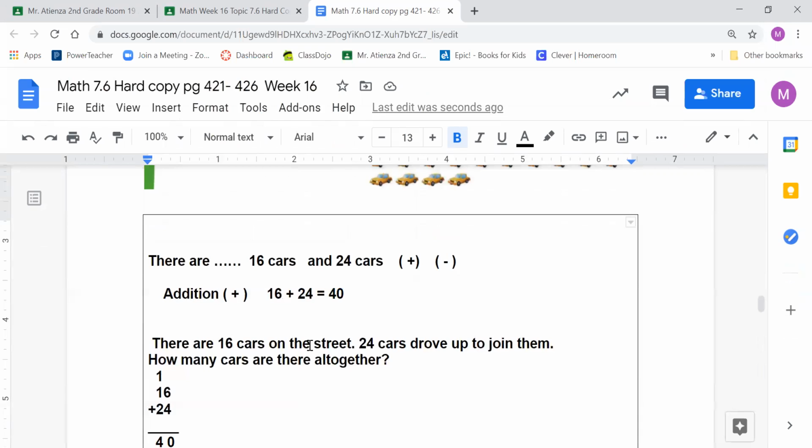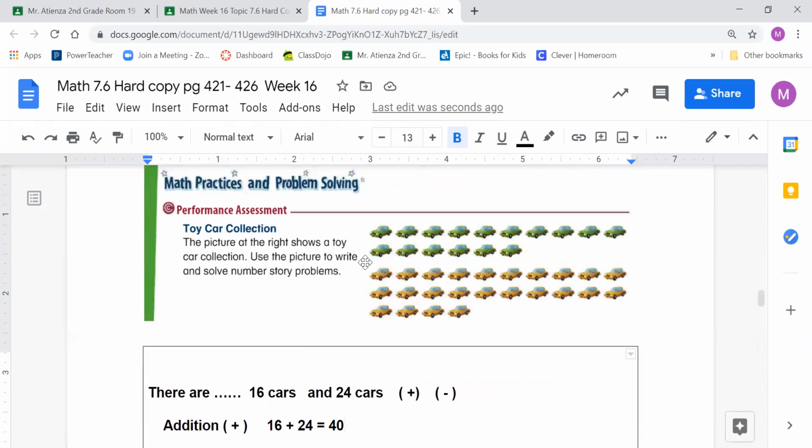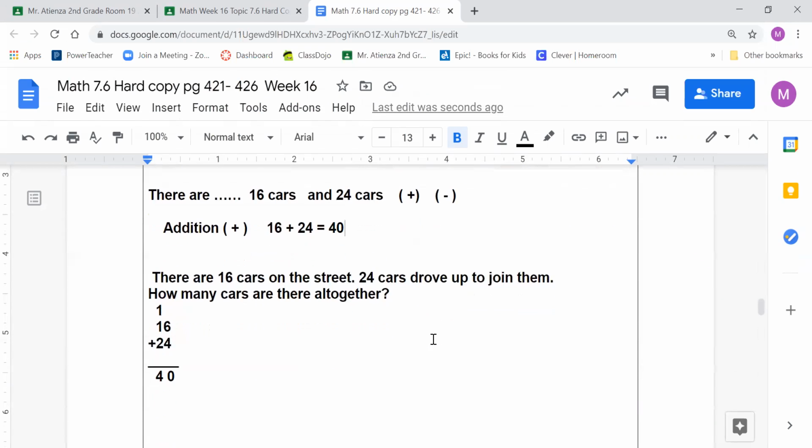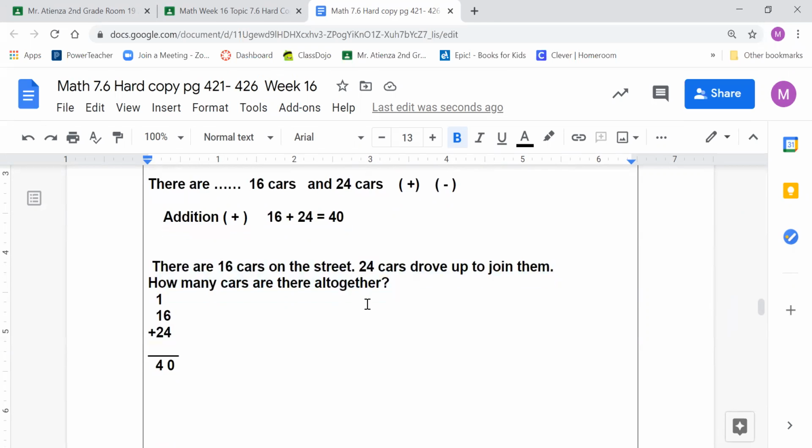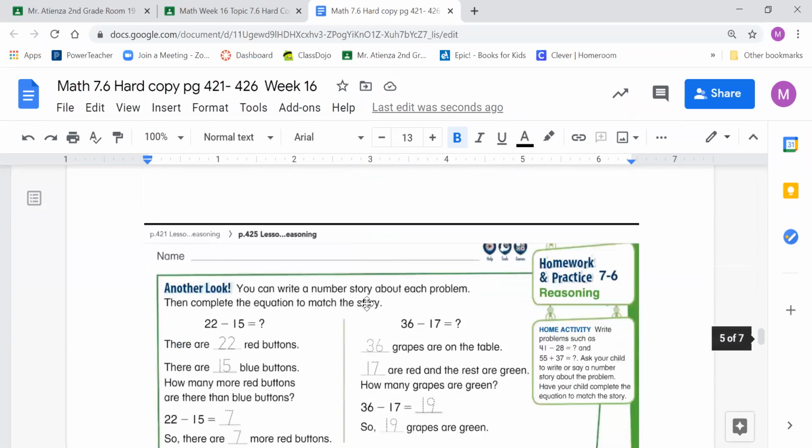Now, confirm your story. There are 16 cars and then 24 cars. And in this example, we created an addition equation. So our story problem was there are 16 cars on the street. 24 cars drove up to join them. How many cars are there all together? And then I solved it. Okay, let's practice some more.